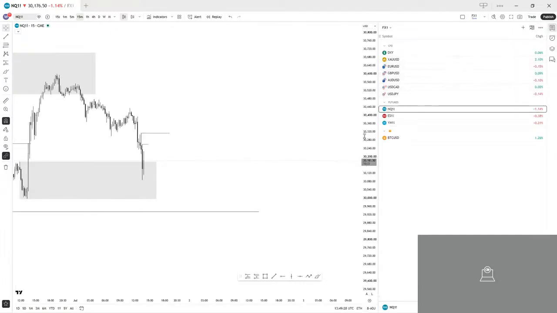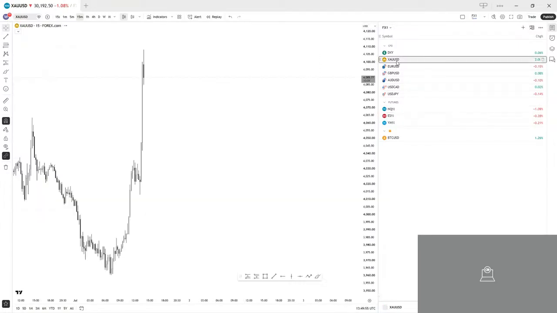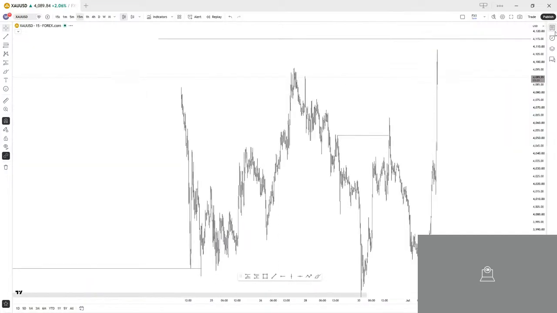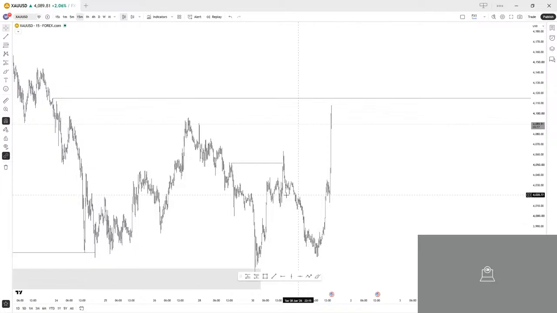With the DXY going to the downside, it's likely we'll see gold, or XAU USD, move to the upside, Euro USD move to the upside, GBP USD, AUD USD. These pairs, it's likely we'll see them move to the upside. And for USD CAD and USD JPY, since they are direct to the DXY, we can see them move to the downside because it's selling. As you can see, gold is buying massively because the DXY got selling.